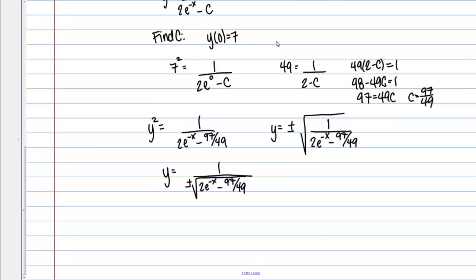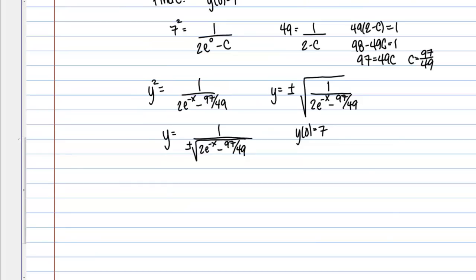The other issue is that when you take the square root, or have cases like this where you end up with this plus or minus, it's not necessarily true that both the plus and minus are going to be actual solutions of the differential equation. So we need to check this plus or minus and see which of those are actual solutions. To do that, we're just going to use our initial condition again. I want my solution to pass through y of 0 equals 7. And 7 is a positive number.